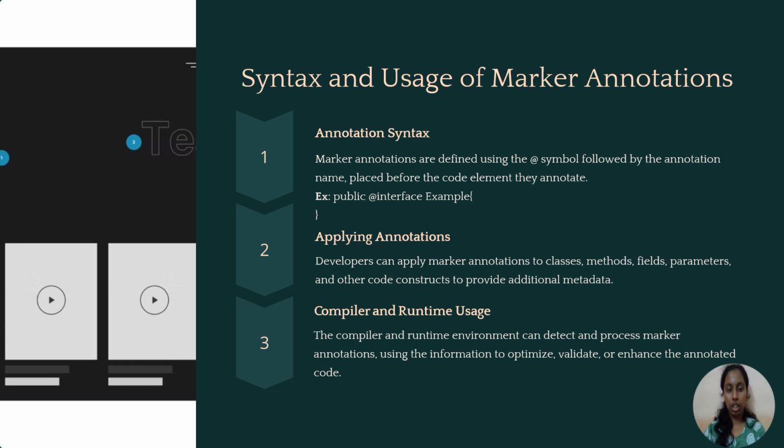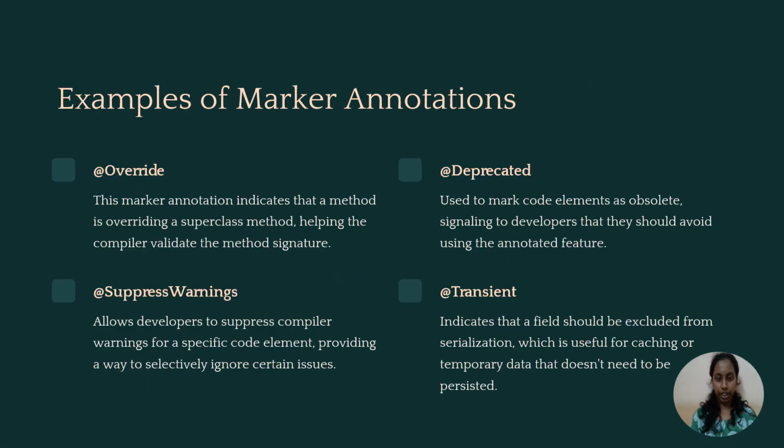Compiler and runtime usage. The compiler and runtime environment can detect and process marker annotations, using the information to optimize, validate, or enhance the annotated code. Examples for marker annotation. @Override. This marker annotation indicates that a method is overriding a superclass method, helping the compiler to validate the method signature.